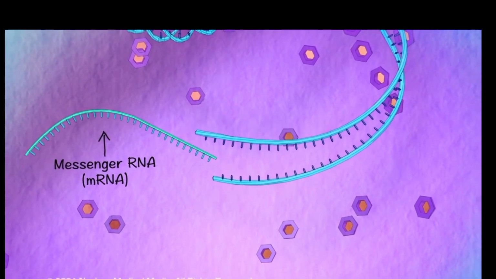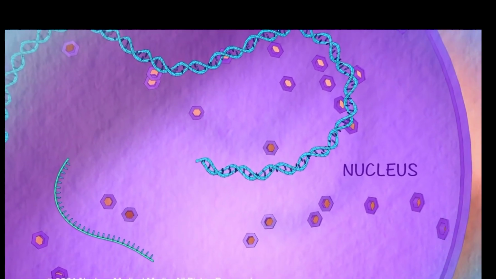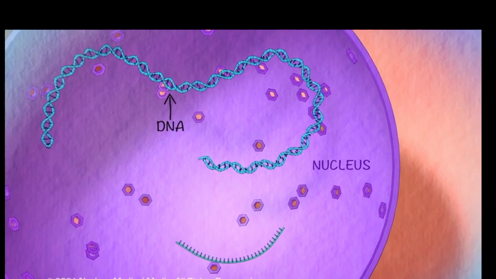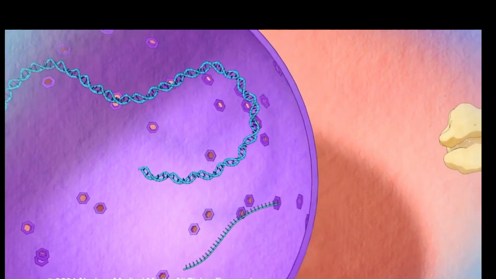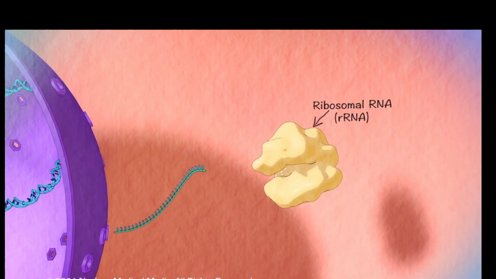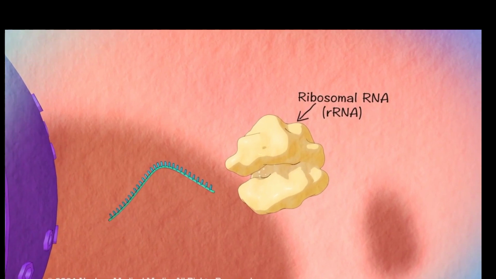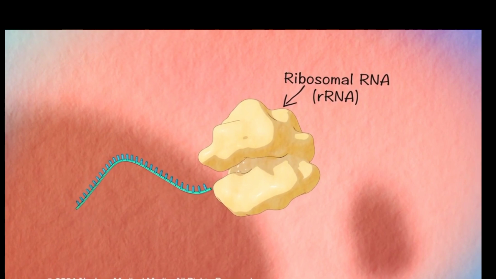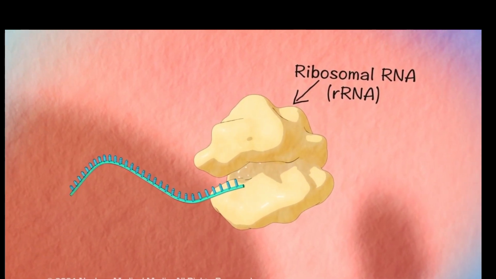Messenger RNA starts off in a cell's nucleus. Here it transcribes or copies the instructions for assembling a protein from a portion of the cell's DNA. Next, the messenger RNA takes these instructions or protein recipe to a ribosome in the cytoplasm. The ribosome, which is made out of ribosomal RNA and proteins, is the site where this recipe is read and translated into a protein.